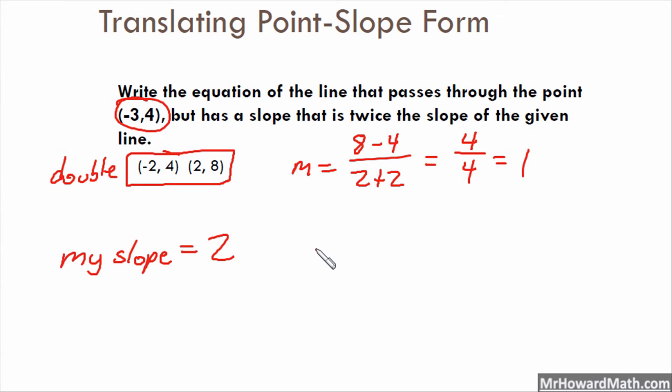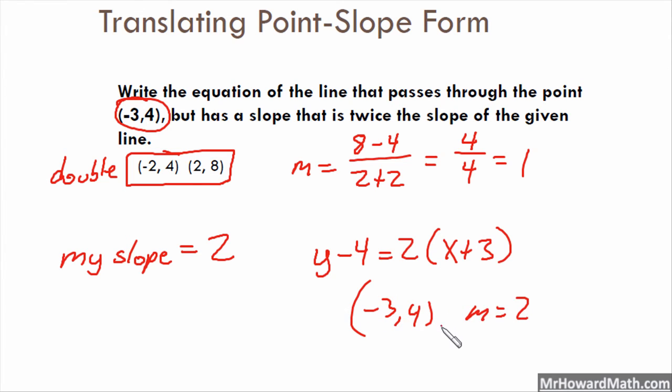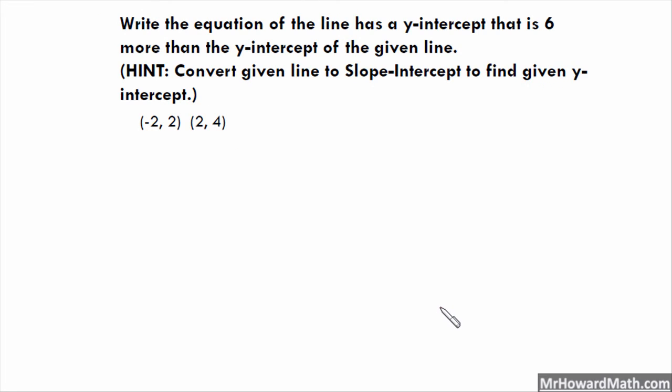So that would be, in point slope form, y minus 4 equals 2 times the quantity x plus 3. So it's through the point -3, 4, with a slope of 2. Alright, last example.